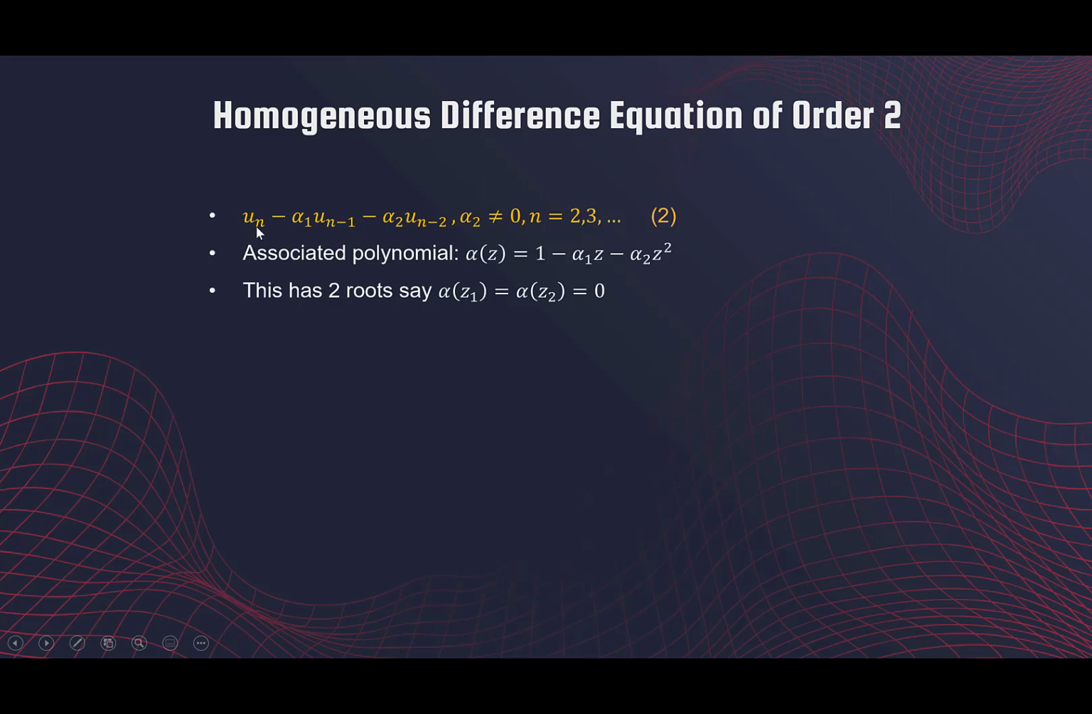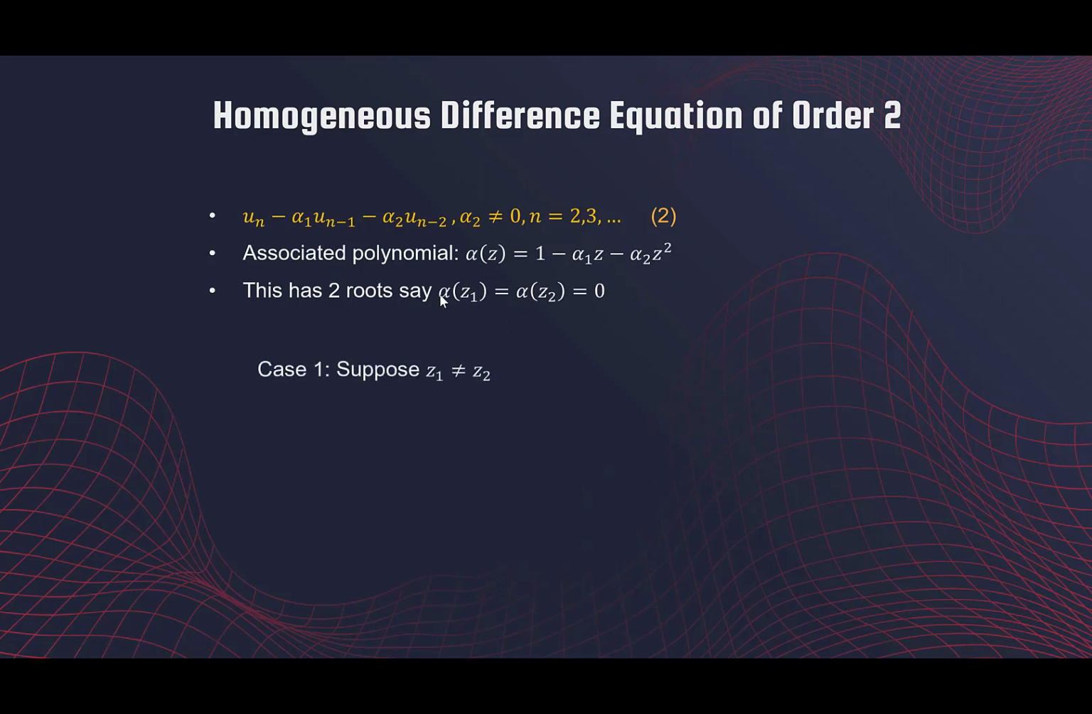Okay. So the associated polynomial with this is going to be alpha of z equals 1 minus alpha 1 times z minus alpha 2 times z squared. And this is a quadratic. It has 2 roots, right? Say those 2 roots are called z1 and z2. So if z1 is the root, then we know that alpha of z1 is going to be 0, right? That's the definition of the root. And if z2 is the root, then alpha of z2 is also 0, right? So these are the 2 roots.